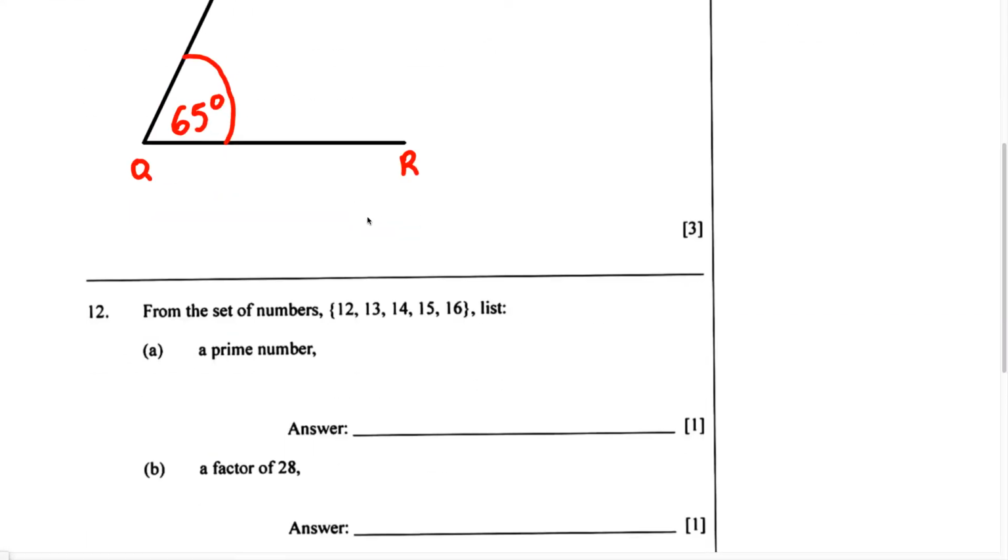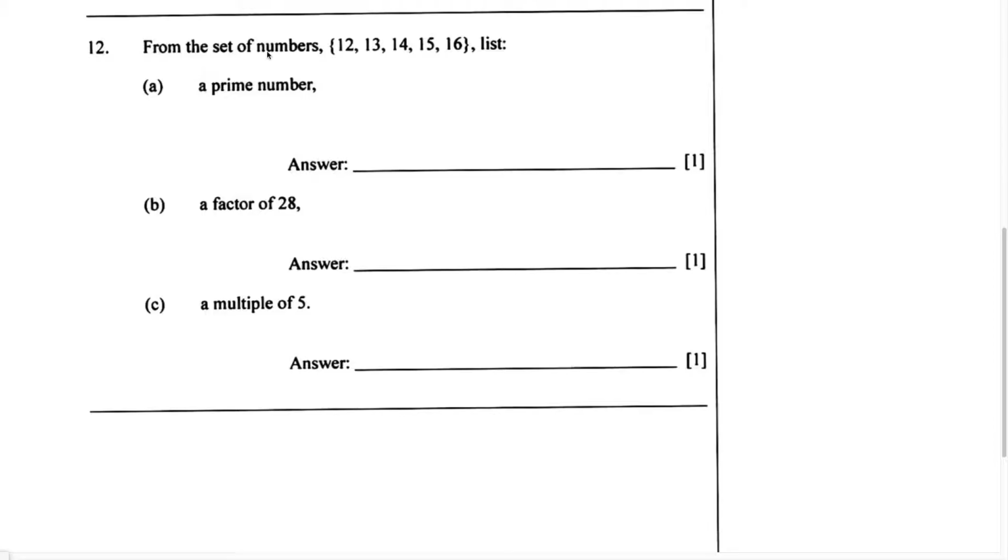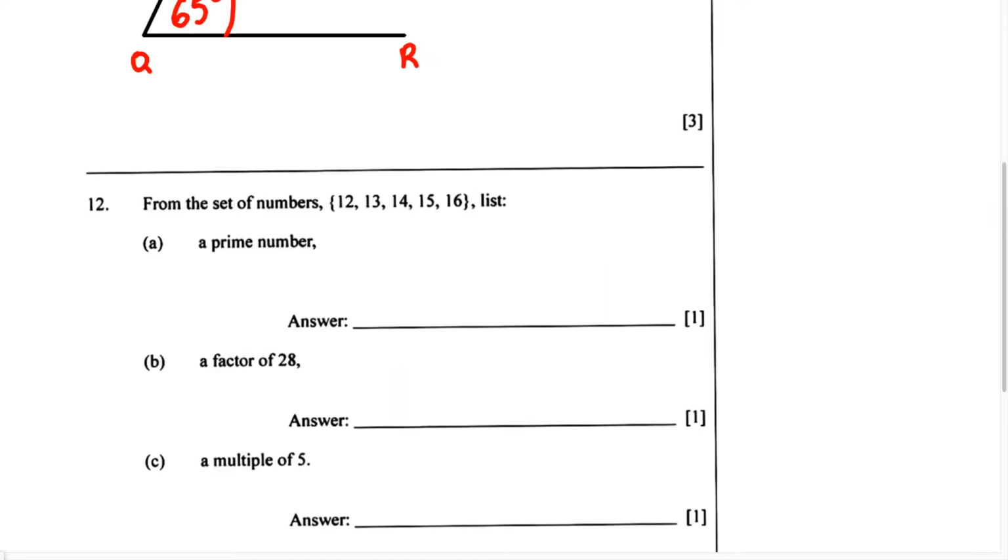Okay, now let's do number 12. Number 12 says, from the set of numbers, we have 12, 13, 14, 15, and 16. List part A, a prime number. Now we know prime numbers are numbers that have two factors, 1 and itself. The first 7 prime numbers are going to be 2, 3, 5, 7, 11, 13, and 17. From the set of numbers, we can see that 13 is going to be our prime number because we know 13 has two factors, 1 and itself.